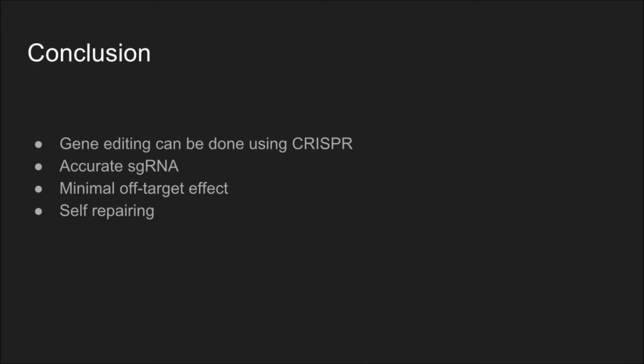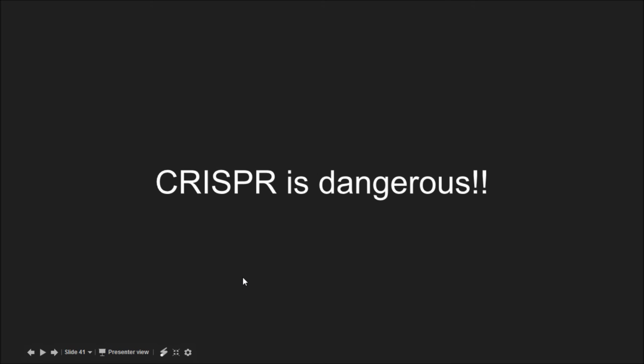So, the conclusion is, gene editing can be easily done using CRISPR, provided that you have an accurate sgRNA. And if you want perfect results, you need to minimize the problems that CRISPR faces, like off-target effects and self-repairing. Since you can essentially achieve anything by CRISPR just by editing the DNA, and if you have the accurate sgRNA sequence, I would say CRISPR is pretty dangerous.